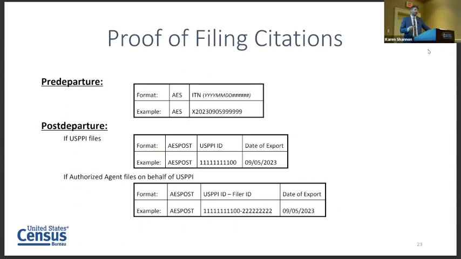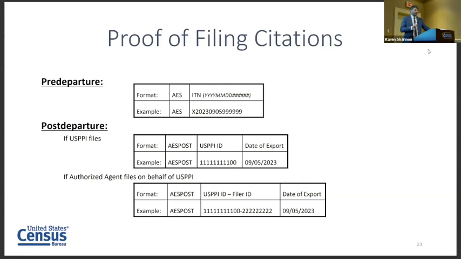Post-departure filers. So if you are fortunate enough to be one of those few couple hundred companies that are post-departure filers at this point, if you are a USPPI doing the filing, you would just mark it as AES post. Your USPPI ID, those approvals were done at the full 11 characters, so including the 2-digit suffix. And then the date of export. This will look familiar in a second for another slide.